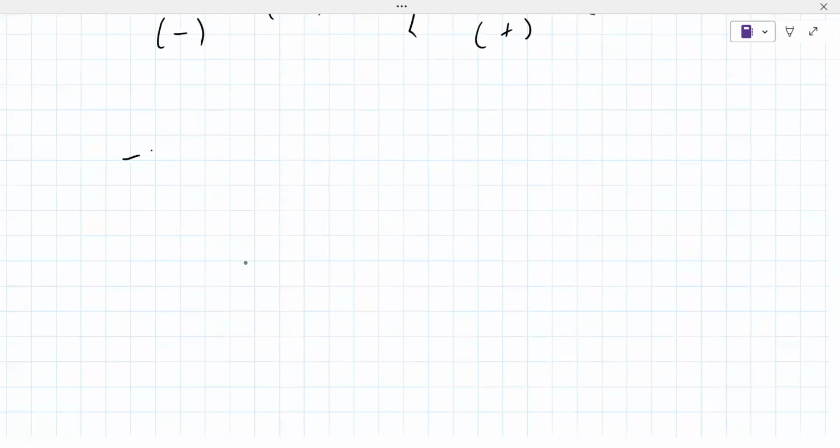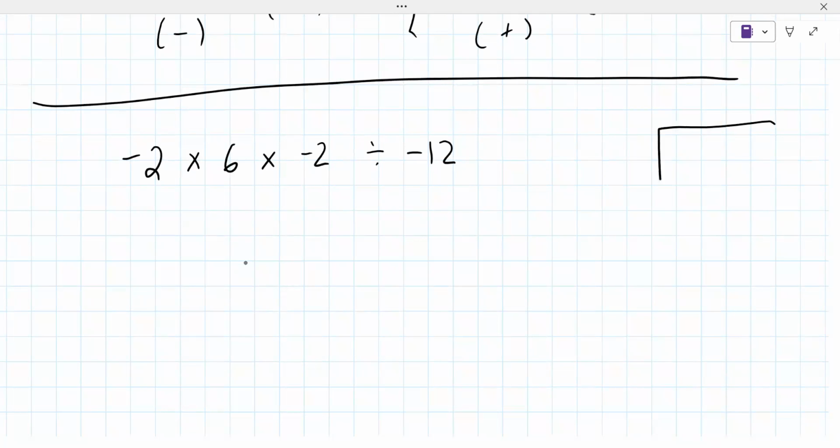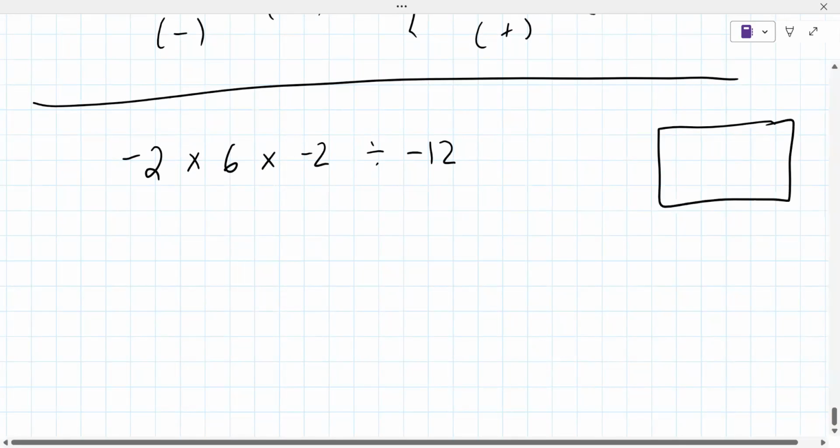Let's go -2 times 6 times -2 divided by -12. Negative 2 times 6. That's a negative. So I want you to try this one on your own as best you can and give me your final answer. Negative 2 times 6 is a negative number, so that should be negative 12.